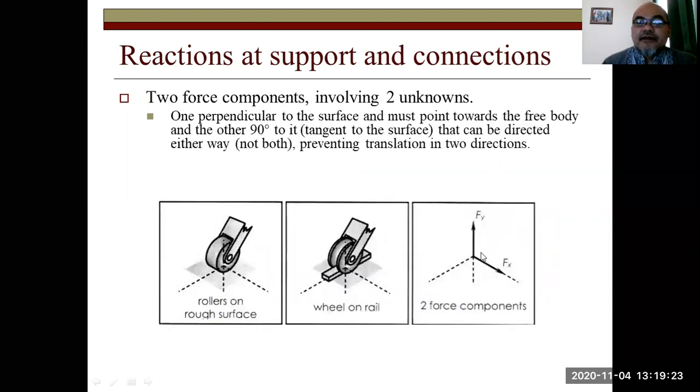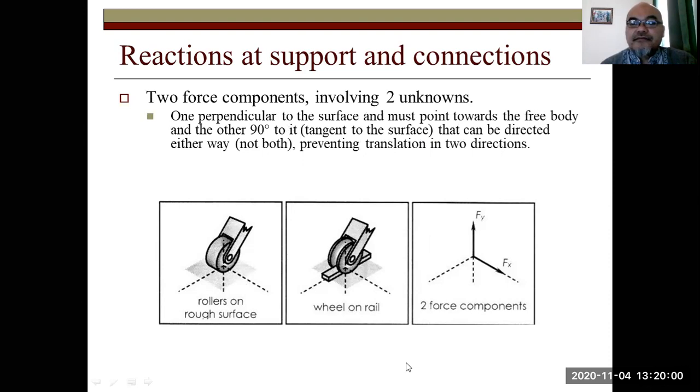Now, when that body is connected to a roller, which can only slide in one single direction, then it means the interaction between that body and the surface contains two reaction forces. So one is perpendicular to the surface, pointing towards the free body, because that body cannot go into the surface. And secondly, the other one is 90 degrees to a tangent to the surface that can be directed either way, but not both, preventing translation in the two direction.